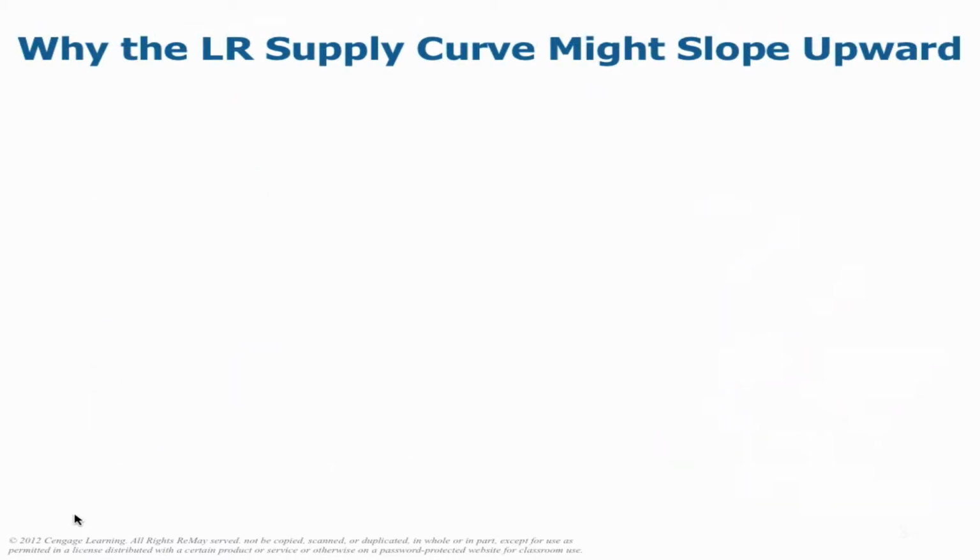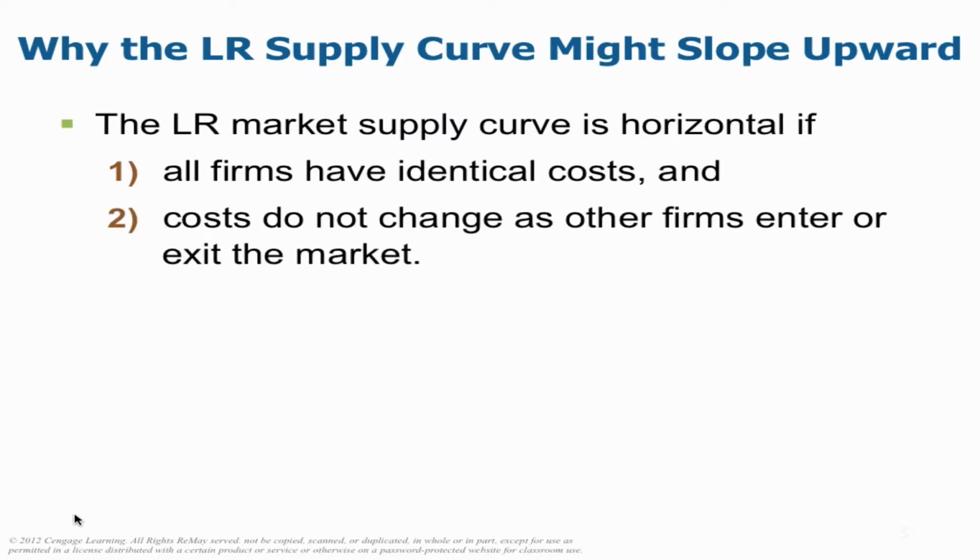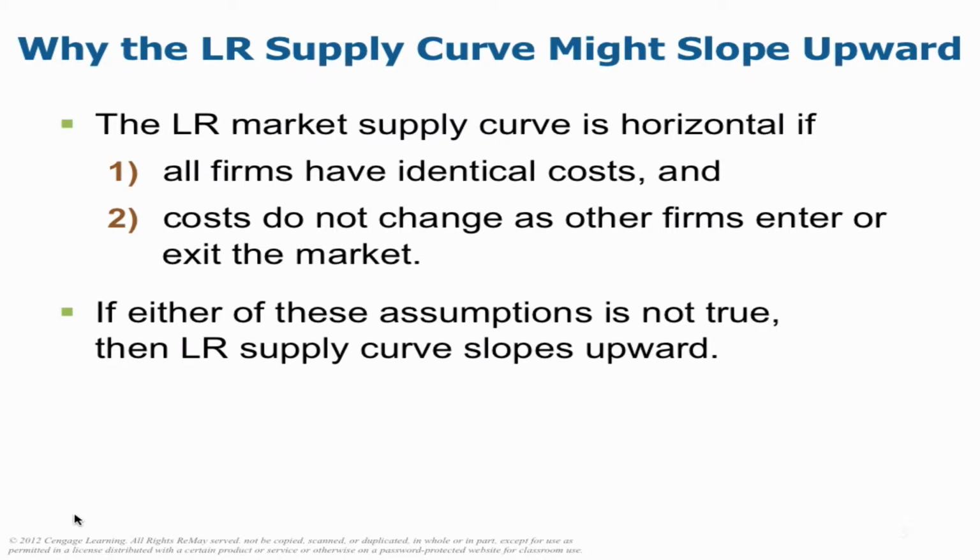Okay. So there are instances when that long-run supply curve might not be perfectly horizontal, when it might go up the hill a little bit. It's horizontal if everyone has identical costs, and if the costs don't change as firms enter or exit the market. If a condition exists where both of those are not happening, then you can see a little bit of a swoop to your supply curve. Yes, sir?